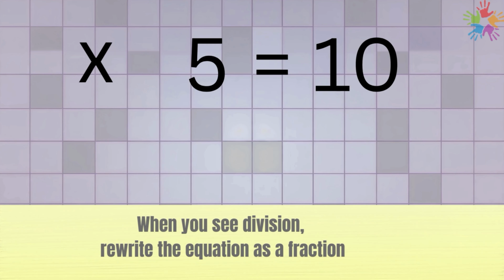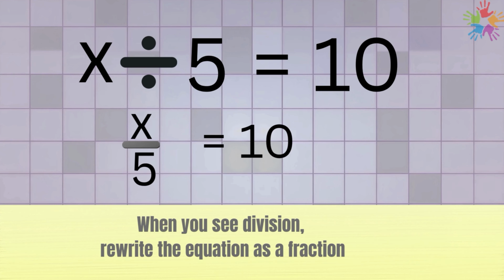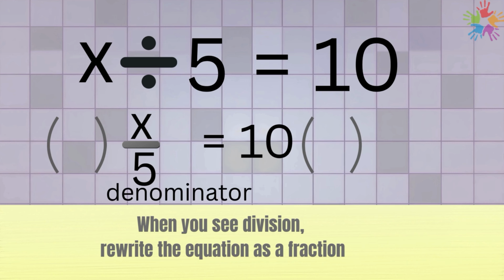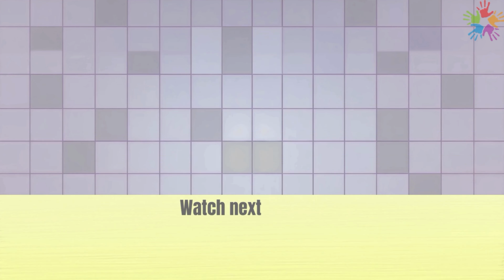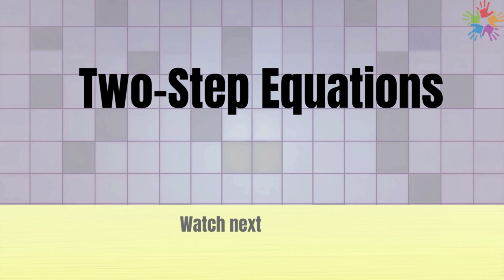Let's recap. When you see division, rewrite the equation as a fraction. Then, use multiplication with parentheses to cancel the denominator. That sets the variable free. This method is clear, and it works every time. Watch next, how to solve two-step equations.